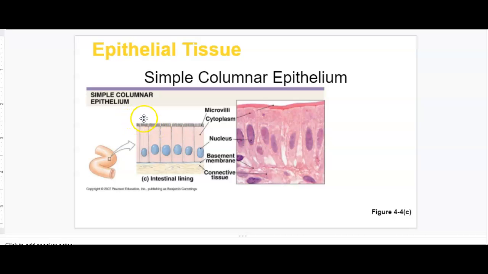The nutrients go by. Let's say this is a vitamin D. It gets absorbed and then it can go inside. If you just had it going across, it would just go like this, and that is decreased surface area. If you make it go up and down, up and down, up and down, they have more of a chance to get absorbed. So that is simple columnar.